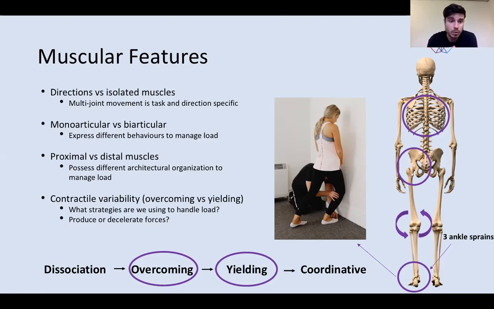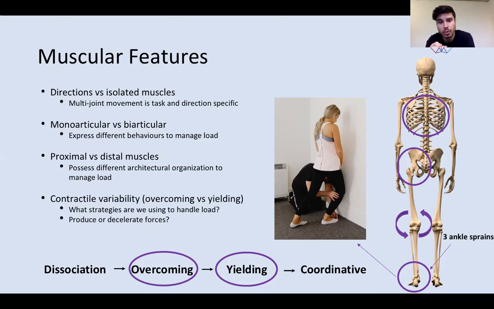Okay, and so some of the variables here on the left that are important to us when we're loading muscular tissues is looking at loading directions versus trying to isolate or organize our treatment around loading individual muscles, because multi-joint movement is really both task specific and direction specific.